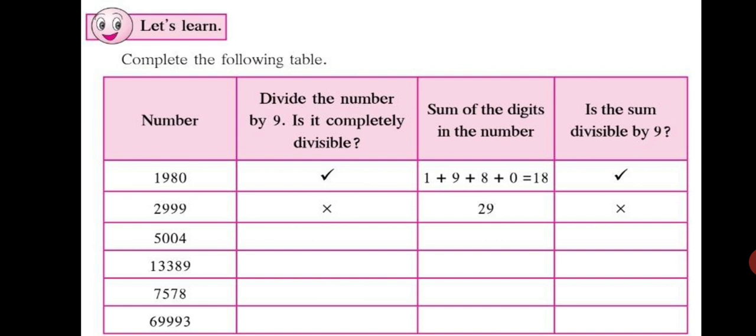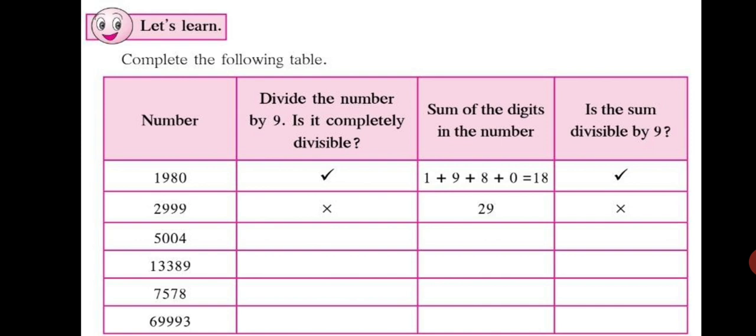Sum of the digits in the number. Means just as you added for divisibility by 3, for 9 also you are going to add the digits. And is the sum divisible by 9? Now how you checked whether that sum was divisible by 3, the same way you will check the answer that you get is divisible by 9. In table of 9 you get that number. And like this we are going to complete the table and come to a conclusion for test of divisibility by 9.